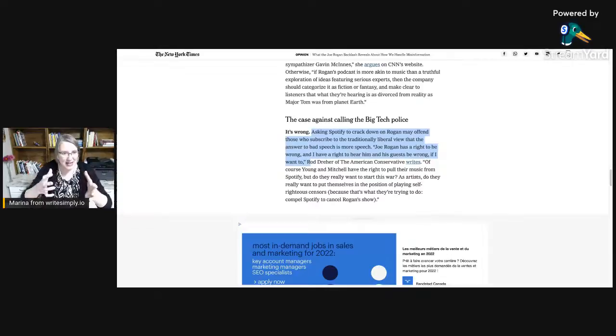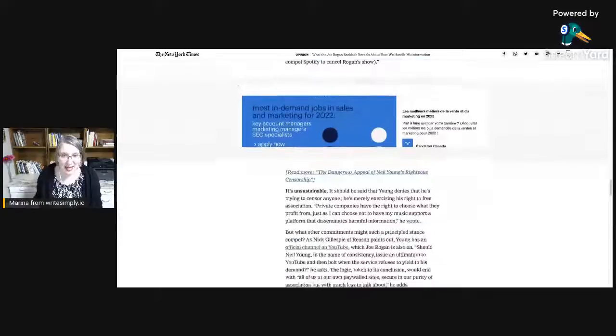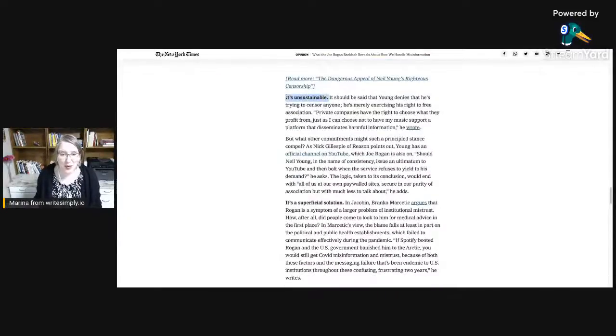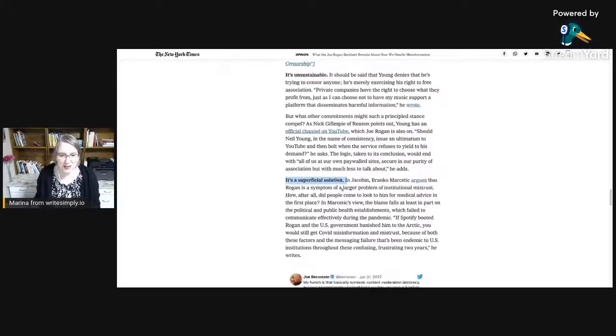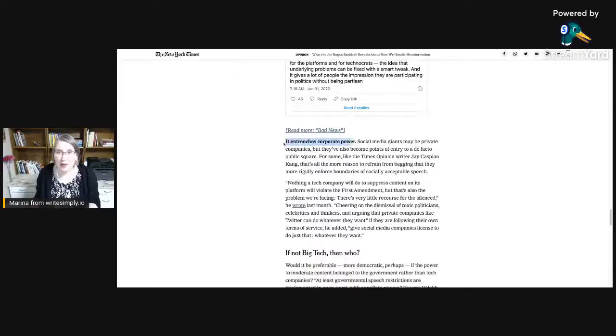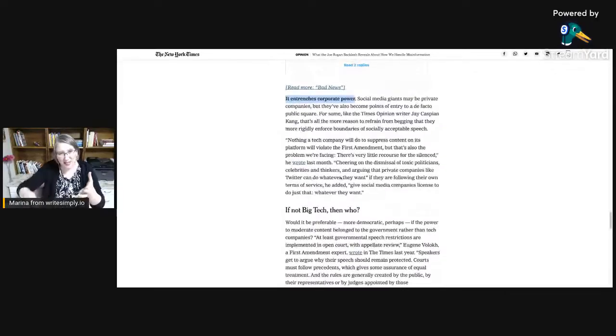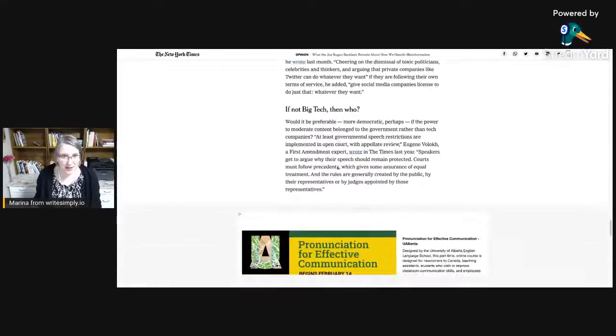Okay, so they expand on this, and they're giving us a major reason, which I, as the reader, would like to hear. And I need to hear. It's an important reason. And I love how in this article, they've made it bold, all of these reasons. It's unsustainable. It's a superficial solution. It entrenches corporate power, like all of the things. And then you'll see the paragraph that supports it. And then, okay, so if we're not going to get big tech to censor, then who? Again, subheads, great.